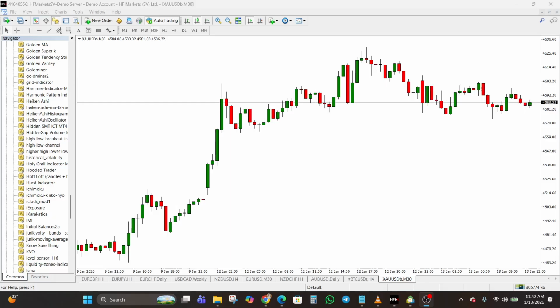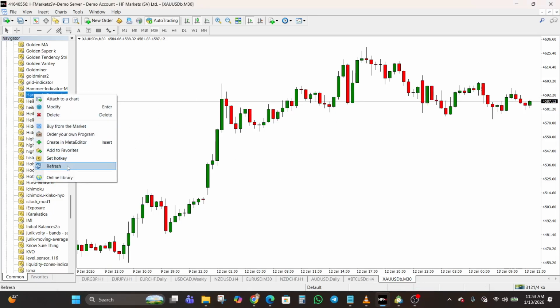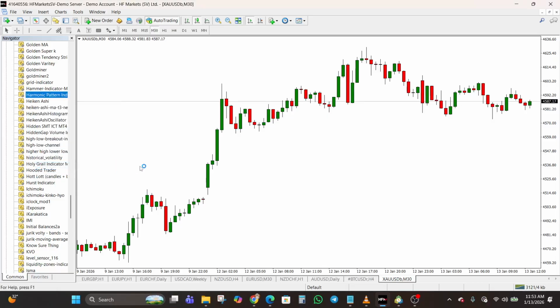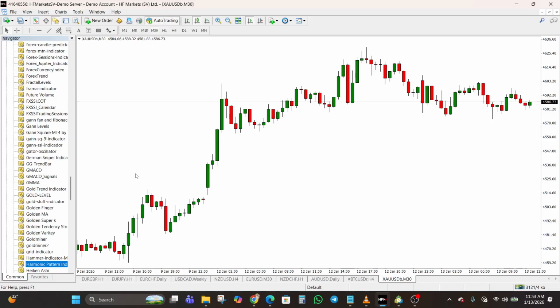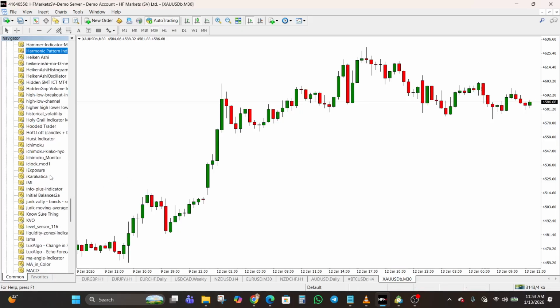After downloading the indicator, head over to your indicators folder for MT4 and paste the indicator file in there. After doing that, you just have to head back to your MT4 terminal, right click in your navigator and refresh. After doing that, just check for the Ichimoku monitor.